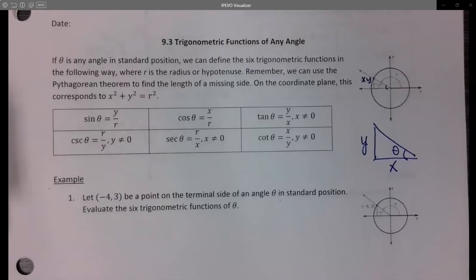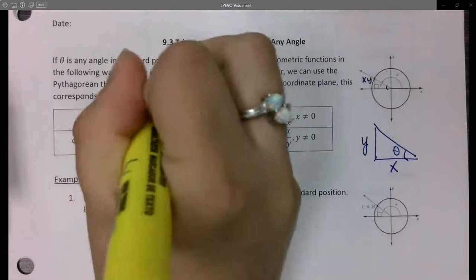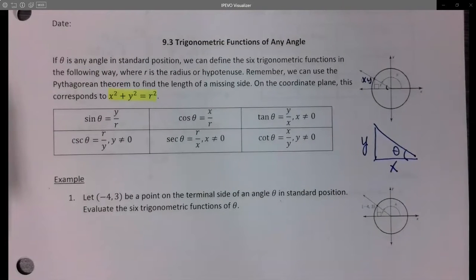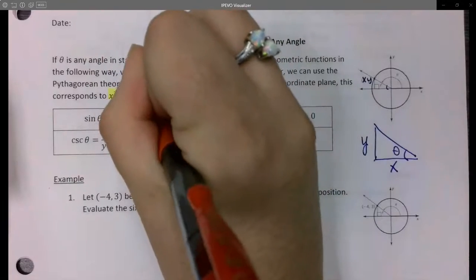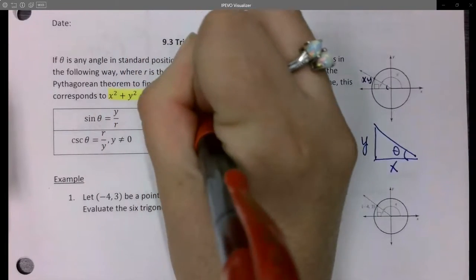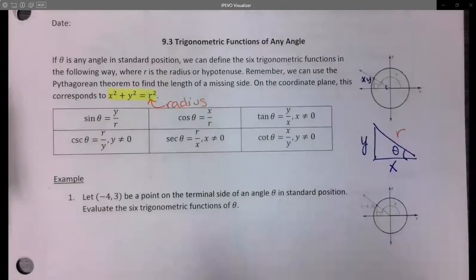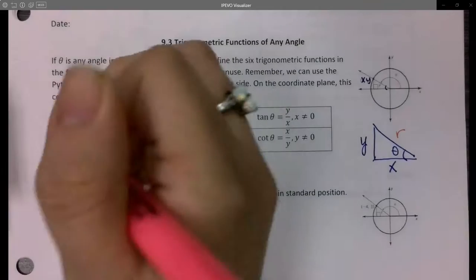So this is kind of looking like what we were doing with 9.1. I have my Pythagorean theorem still, but I've replaced a, b, and c with x, y, and r, all for my radius. On this picture, the slanted line is my r. And then I have my same 6 trig functions, and instead of the words opposite, hypotenuse, and adjacent, I've replaced them with the letters x, y, and r.